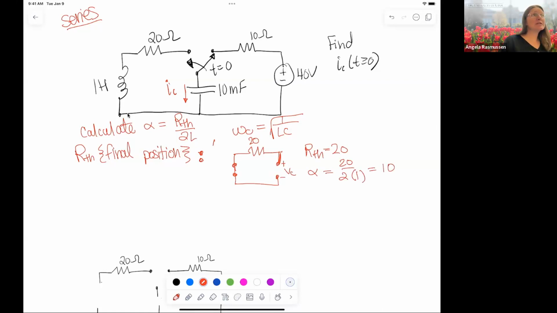And what's the units? Getting better, meters per second. Omega naught is 1 over the square root of 1 times 10 to the milli, milli is 10 to the minus 3. And what's the units for this one? Correct, radians per second, and we see that alpha equals omega naught, so critically damped.